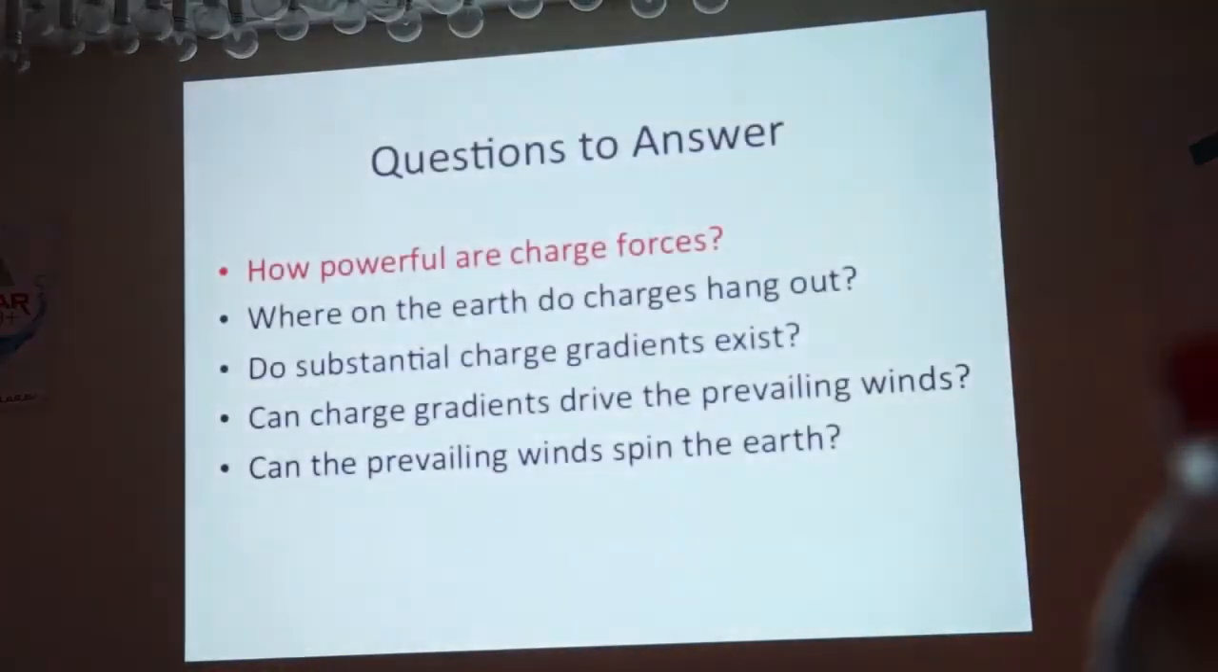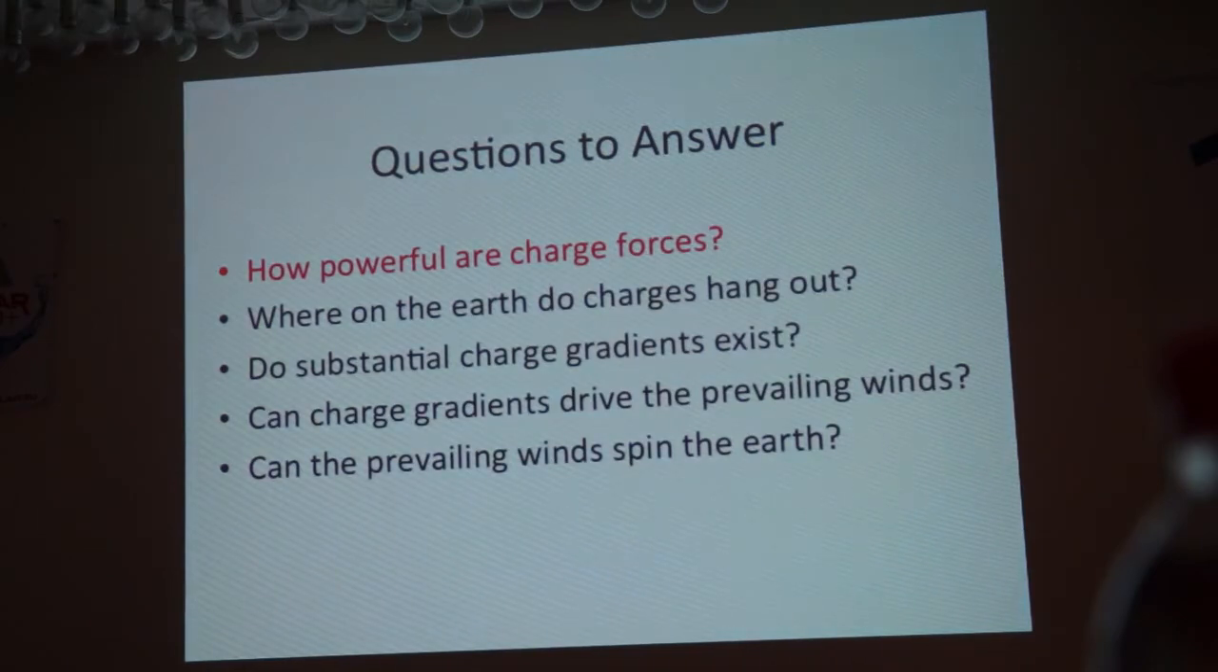So, first question, how powerful are charge forces? I think you got the answer. Second question, where on the Earth do the charges hang out? Most of you have no clue about this. I had no clue until my Russian friend Andrei Klimov worked in my laboratory. Some of you might know him.